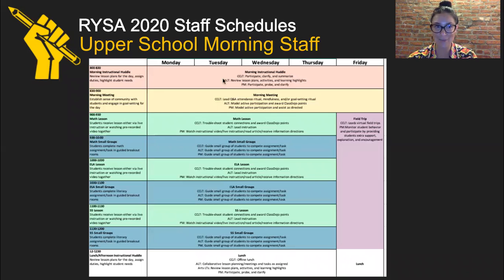Here now is an example from upper school morning staff. You will notice the very similar presentation as with the lower school morning staff schedule. Starting with 8 a.m. until 8:30 a.m., the morning instructional huddle, where the roles are all exactly the same as they would be for lower school counterparts, followed by 8:30 to 9 a.m. morning meeting, exactly the same as in lower school, followed by math lesson, followed by math small group.